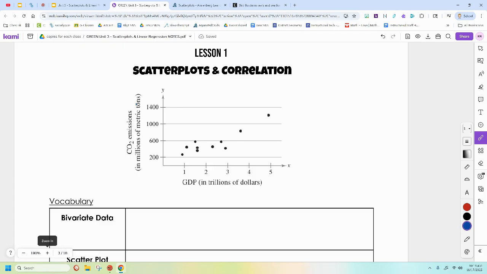GDP. Do you guys know what GDP stands for? Anybody? GDP. Gross domestic product. Essentially, it's the wealth of a country, right? GDP is one of those, like population, GDP. So those are like big facts.